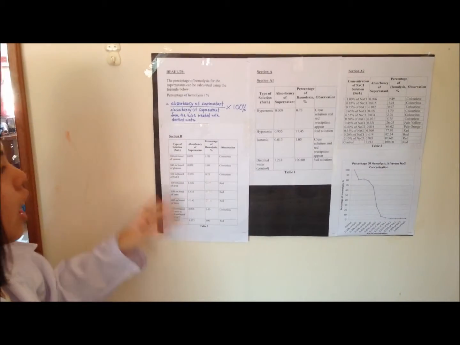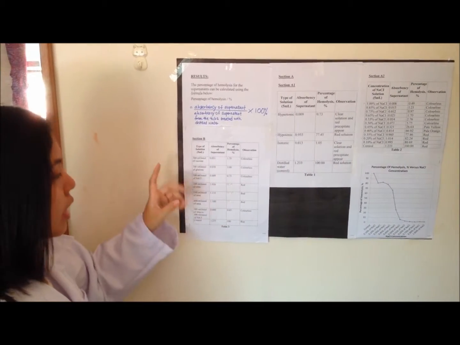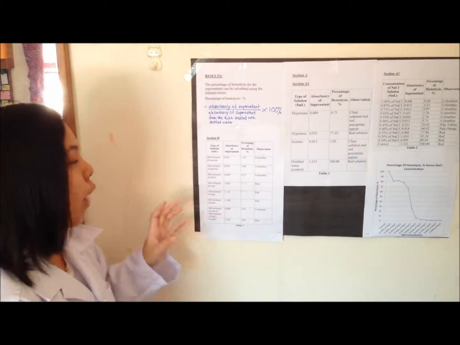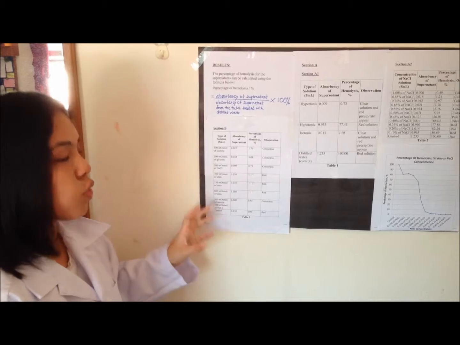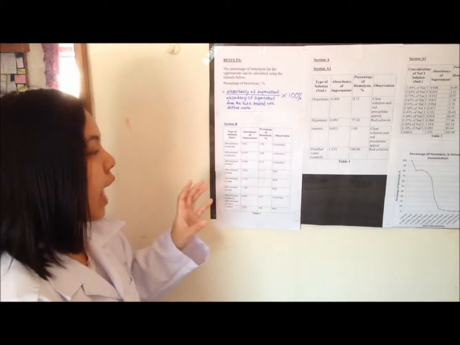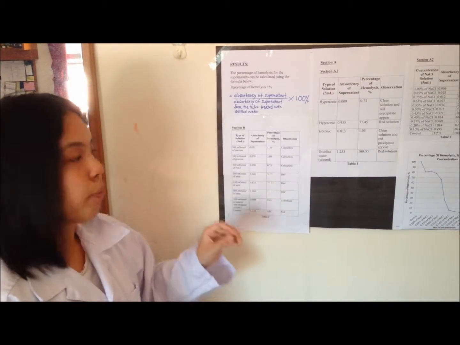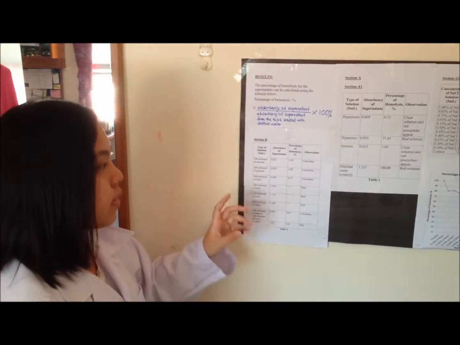And for section B, also different types of solutions are being used, and we can observe that 150 milliosmol of urea has the highest absorbency of supernatant, which is 1.135, while the percentage of hemolysis is 95.7%. While for the 300 milliosmol of urea in 300 milliosmol of NaCl, the absorbency of supernatant is the lowest, which is 0.008, while the percentage of hemolysis for this solution is also the lowest, which is 0.65%.